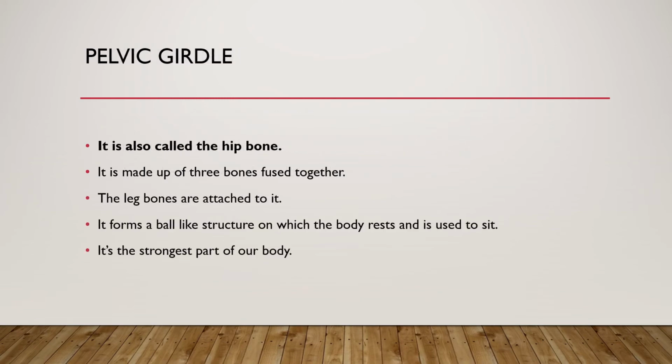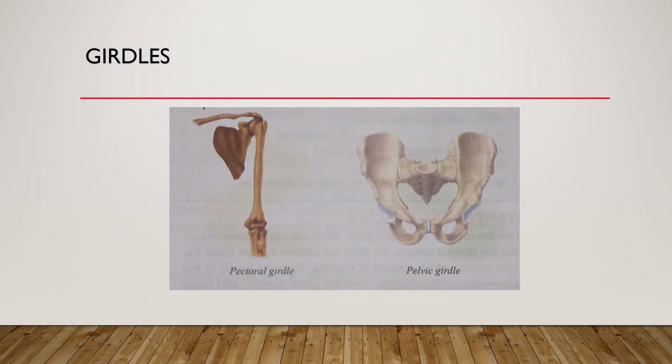Then there is pelvic girdle. Pelvic girdle is also known as the hip bone. It is made up of three bones, and these three bones are fused together. As we have seen in pectoral girdle that the bones of the arms are attached to it, here in pelvic girdle the bones of the legs are attached to it, and it forms a bowl-like structure on which the body rests, and it is used to sit, and also it is the strongest part of our body. Here we can see the diagrammatic representation of pectoral girdle and the pelvic girdle.